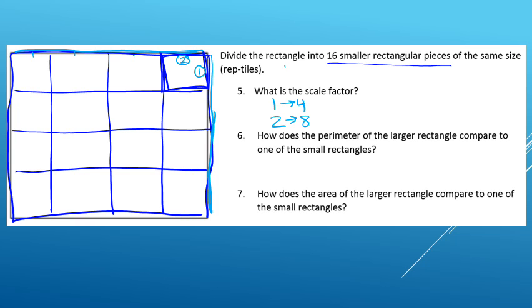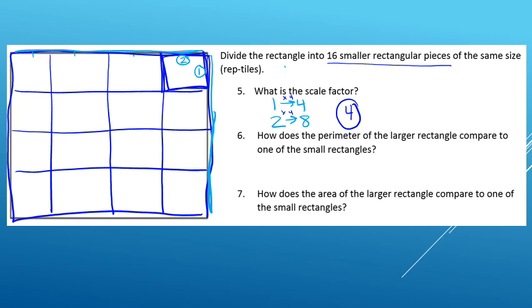So 2 to 8. If I'm looking for a scale factor, again, I'm looking for a number that's going to relate the corresponding sides. So here I'm going to think about how 1 times 4 would be 4, and 2 times 4 would be 8. So this scale factor would be 4.